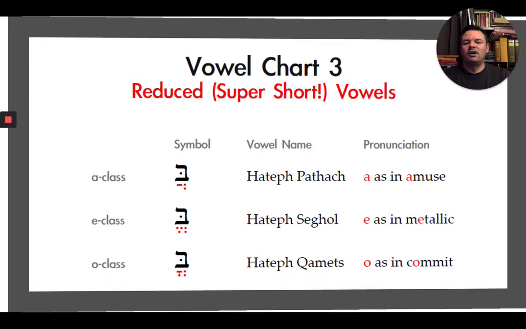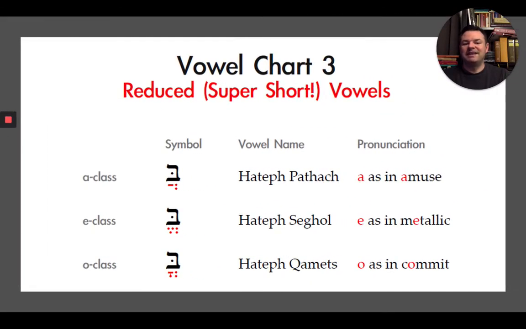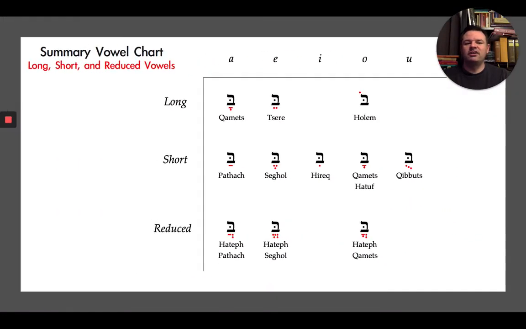So before, if you remember, the segol was like the e in better. Here it's not better, it's shorter. Or think about the E in because. It's barely there, right? The next one is the hetef kametz. This is the O class, like in commit. So, bo. I mean, it's just barely there. The hetef kametz. So the hetef pathach, the hetef segol, and the hetef kametz. We'll look at each of these together.